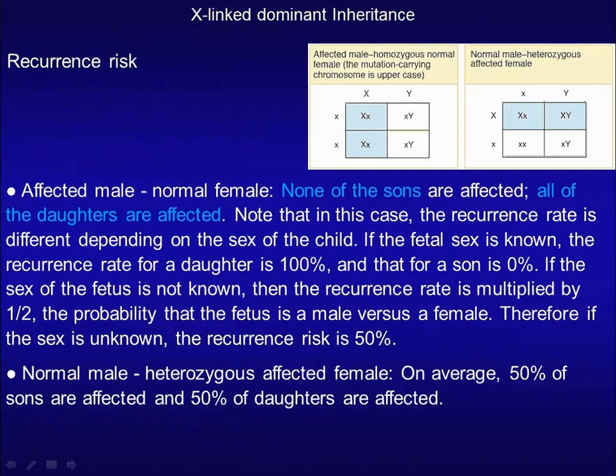To determine recurrence risk, we will use the Punnett square again. When an affected male is mated with a normal female, none of his sons are affected, but all of his daughters are affected. If the sex of the fetus is unknown, the recurrence risk is 50%. When a normal male is mated with a heterozygous affected female, 50% of children are affected.